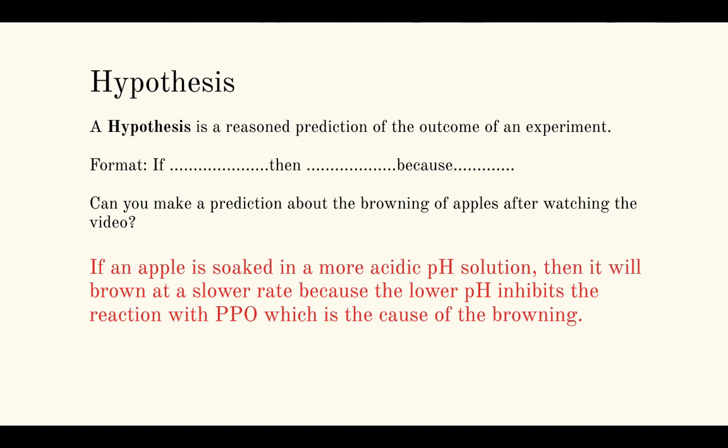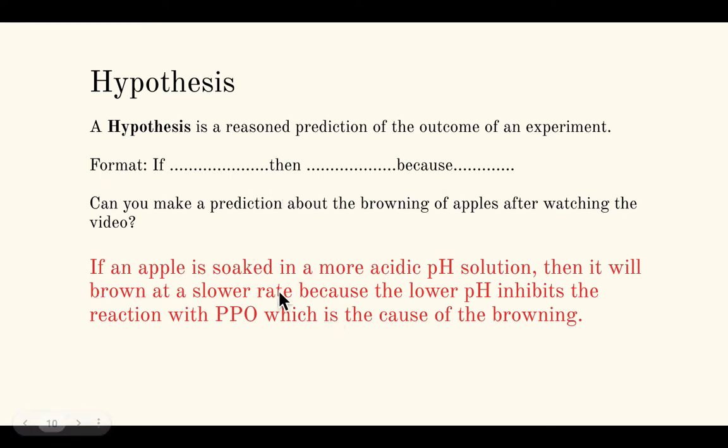So here's mine. If an apple is soaked in more acidic pH solution, then it will brown at a slower rate because the lower pH inhibits the reaction with PPO, which is the cause of browning. Now I chose, because I knew a little chemistry, to say, oh, it's going to inhibit the reaction. You might have said, because there was no background, that maybe it would speed it up. But you should have an if, then, and because statement.